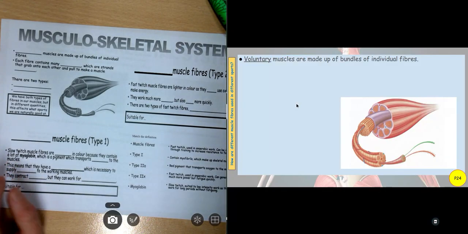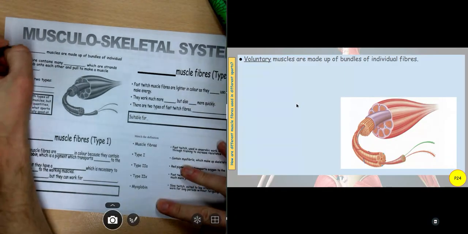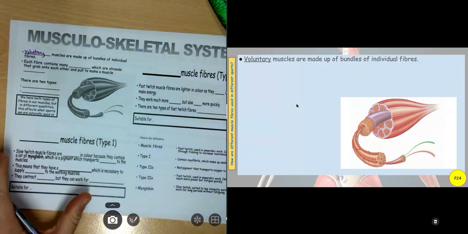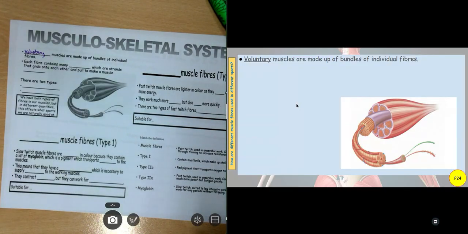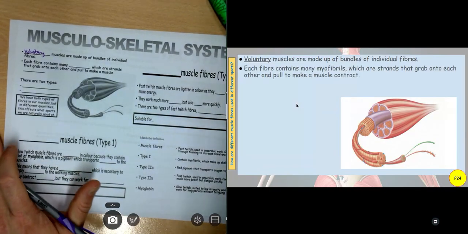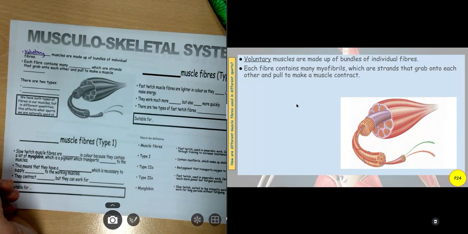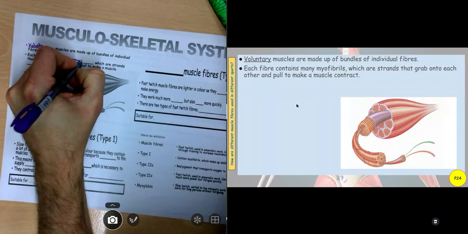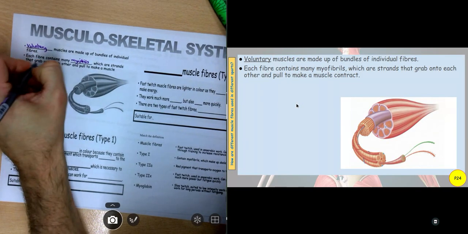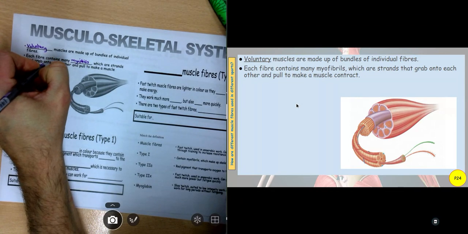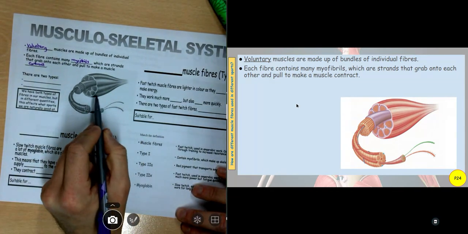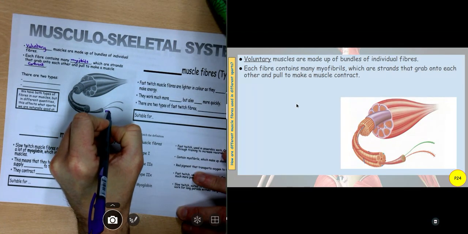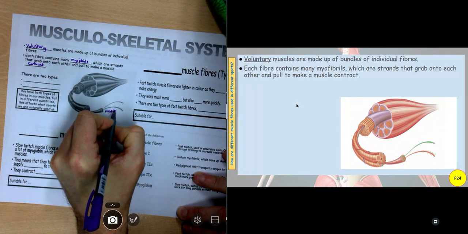Voluntary muscles are made up of bundles of individual fibres. So these are all the muscles that we labelled as part of the last lesson where we looked at the skeletal muscles. Each fibre contains myofibrils, which are strands that grab onto each other and pull to make a muscle contract. So on the image you've got here, you can see how the muscle's been broken down. So these very, very small strands are called myofibrils.